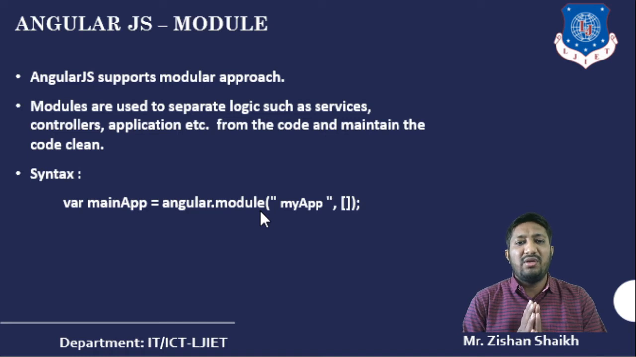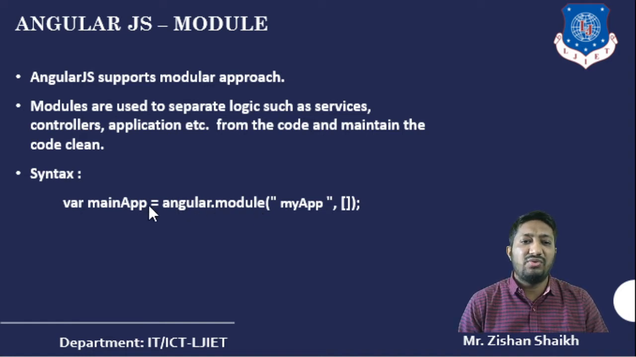Now how can we use this module in our application? For that, we create one variable, and in that variable we store the whole value of angular.module. Here my variable is the main_app variable. This is a very simple syntax for creating a module in AngularJS: angular.module, and in the parameters you pass two values. First is the application name in which you are using the module, and second is the blank array parameter, and that will be stored in your variable.